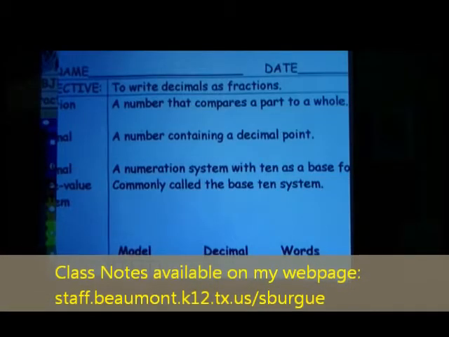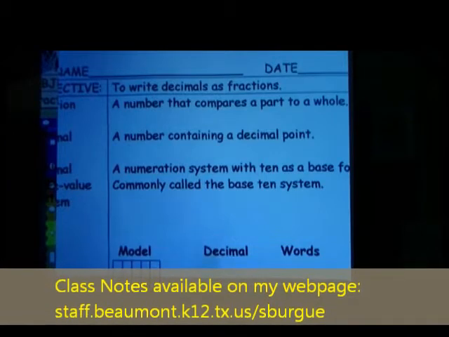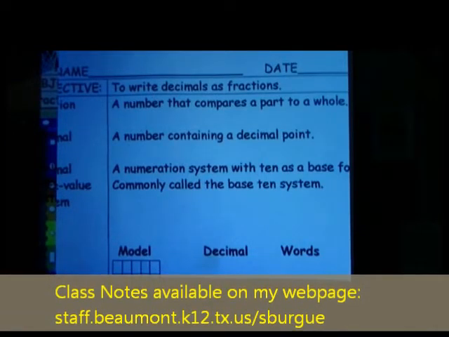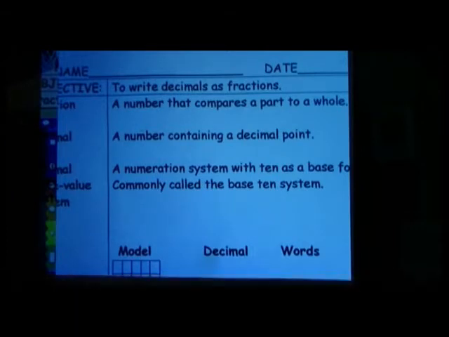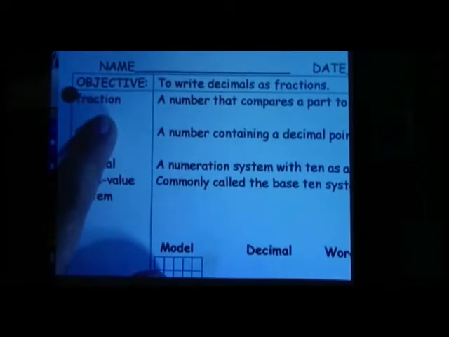In this video I will be showing you how to write decimals as fractions, how to convert those decimals into fractions. Okay, so let's get started. That's the objective. And the fraction is the first vocabulary word that we come to.